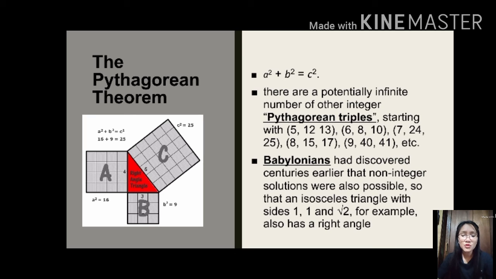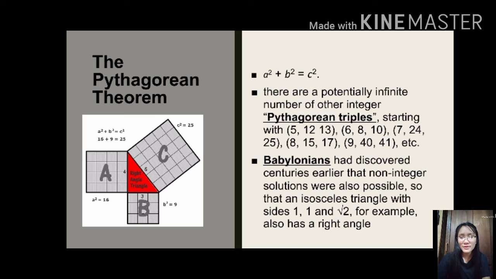The simplest and most commonly quoted example of a Pythagorean triangle is one with sides 3, 4, and 5. But there are potentially infinite other integer Pythagorean triples. Babylonians had discovered that non-integer solutions were also possible. For example, the sides 1, 1, and the square root of 2 also form a right angle.